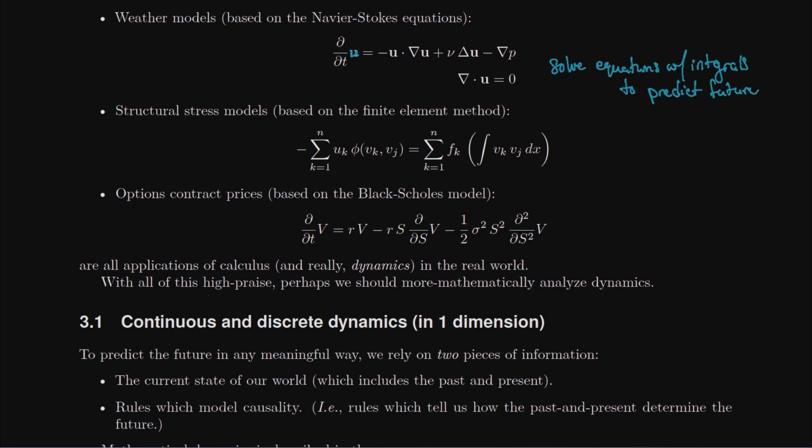So that's one example. We've got a second example, which is structural stress models, which is maybe how engineers would build bridges. Structural engineers, civil engineers, etc., would build bridges, and these stress models are based on the finite element method, where here we see our integral on the right hand side. We also see our summations, which we encountered in the last section. So we have some sort of integration and summation.